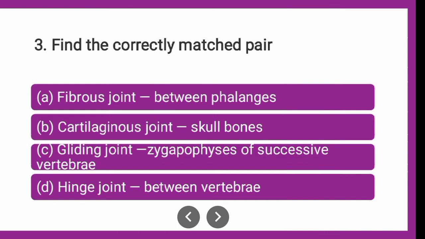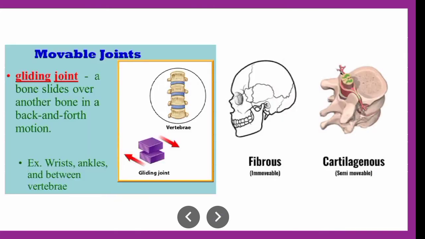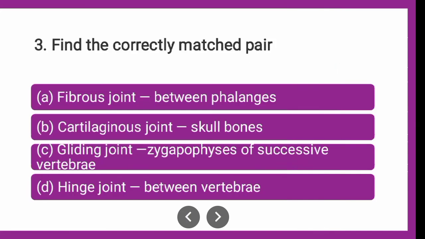Now we will talk about them one by one. Now the phalanges, if you consider the phalanges, is there any fibrous joint? No, in phalanges there is no fibrous joint. If you talk about the tips of your fingers, these are nothing but phalanges. So the phalanges joint is not a fibrous joint, it is a hinge joint.